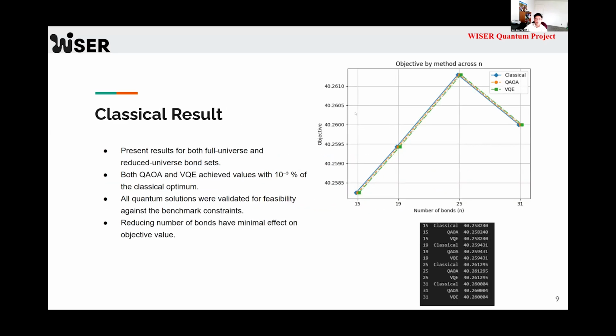So both QAOA and VQE produce simulations with solutions within a few thousandths of a percent of the classical optimum, even for a different number of bonds. All feasible quantum solutions match the benchmark's hard constraint, showing that quantum optimization can meet strict portfolio requirements.